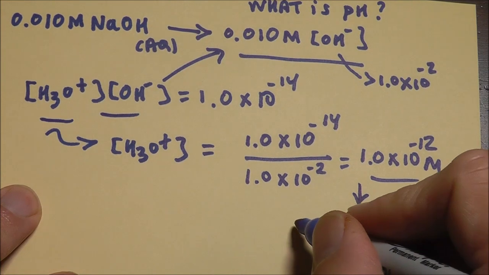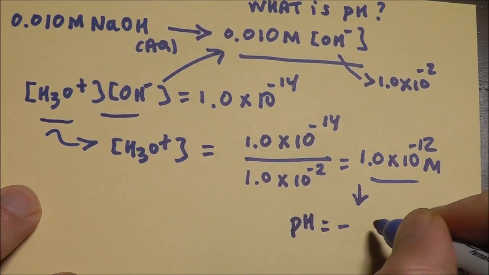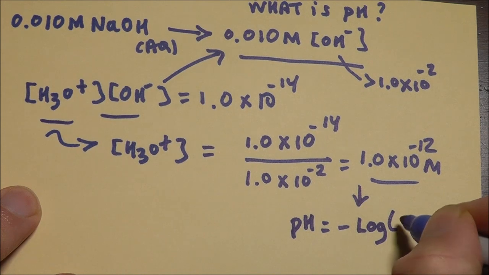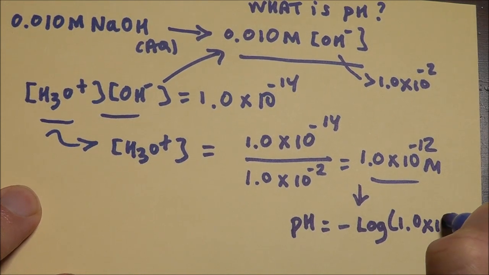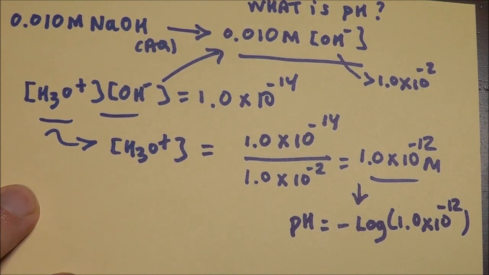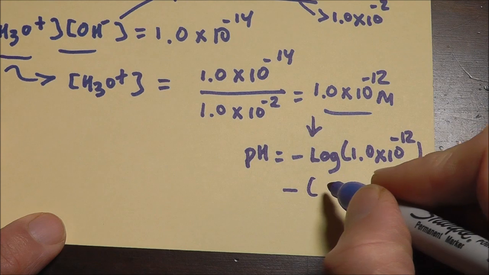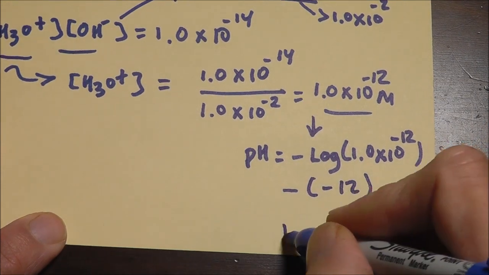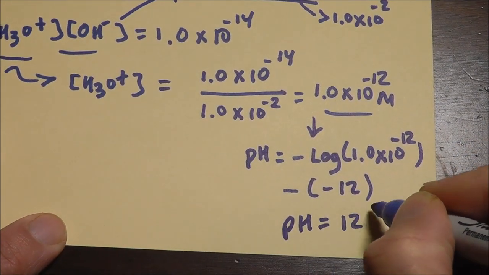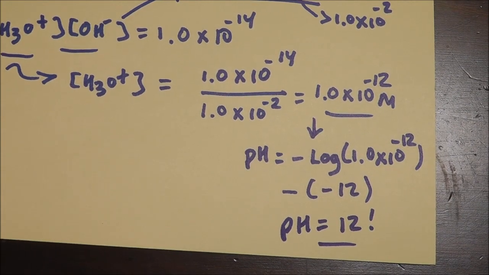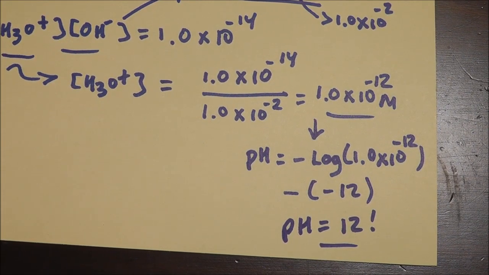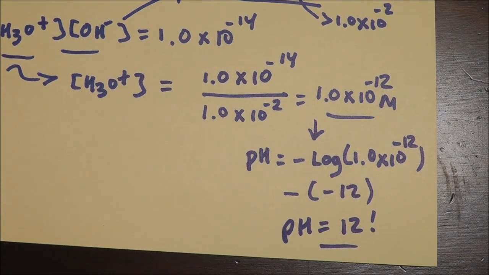So now we're going to do a quick old pH here. pH equals minus log of 1 times 10 to the minus 12. And therefore this would be minus, the log of 10 to the minus 12 is minus 12. So this would be minus minus 12. pH is 12. And that's it.